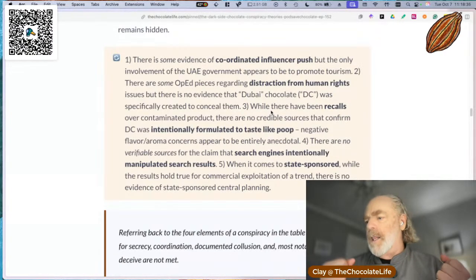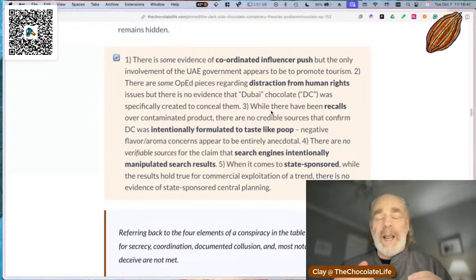But the negative flavor and aroma concerns appear to be entirely anecdotal. I bought a product and I thought it smelled this way, or I bought a product and I thought it tasted that way. Again, entirely anecdotal. There's no formal data behind it. And the plural of anecdote is not evidence.